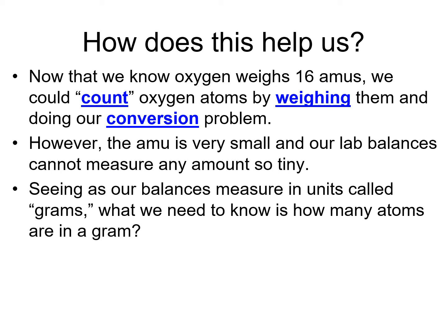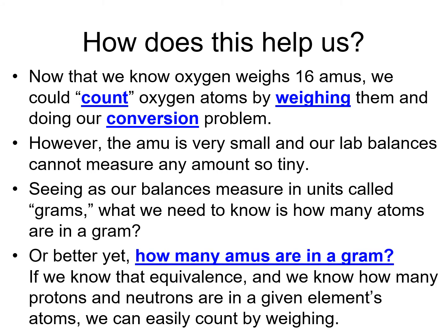So, if you go to a chemistry lab, you'll find balances or scales that measure units called grams. So what we need is another conversion factor, one that converts between atomic mass units and grams. So the question is, how many atomic mass units are in 1 gram? If we knew that equivalence, we could use it as a conversion factor. And we could now find how many protons and neutrons are in a given element's atoms, do a couple of conversions, and then we could get a count by weighing.